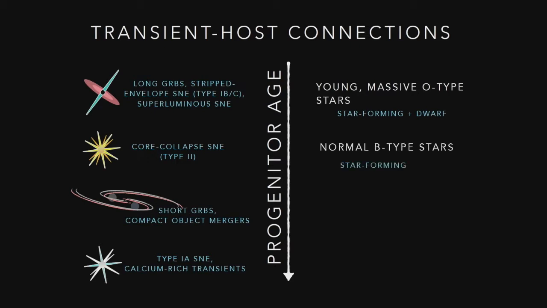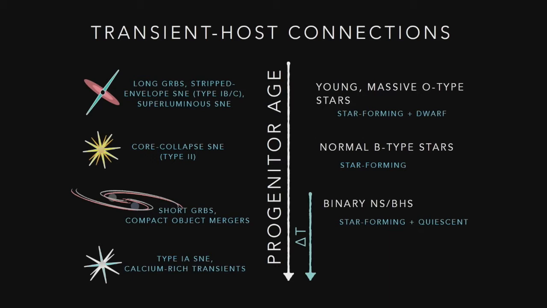Moving along in age, we have more normal, massive B-type stars that have retained their hydrogen envelopes. These collapse and give rise to ordinary core collapse type 2 supernovae, and these occur in fairly typical star-forming galaxies. Then we have things like binary neutron stars and binary black holes, where the progenitor age is governed by what's called the merger delay timescale, or how long it takes for these two objects to come together and merge. This is why you wind up with a wide range of progenitor ages.